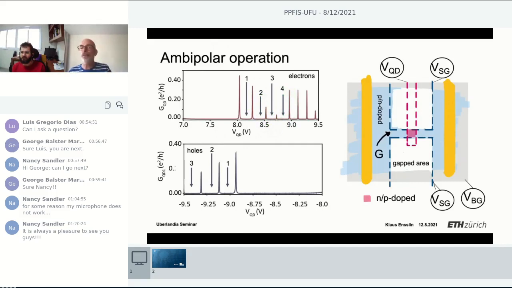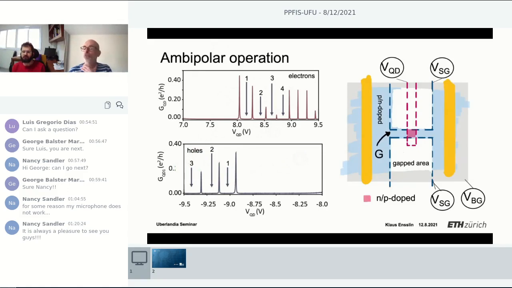Now, the wonderful thing about this device is it's all gate voltage defined. So you can invert all your gate voltages, and now you have holes which are confined by N-type source and drain contacts. And in the same device, you can switch back between electrons and holes. Again, something not possible in semiconductors.